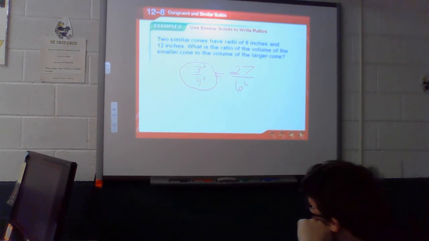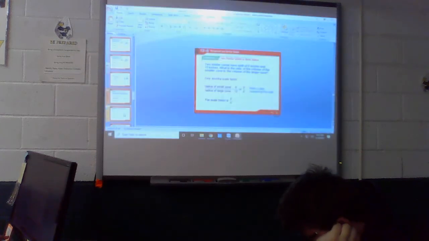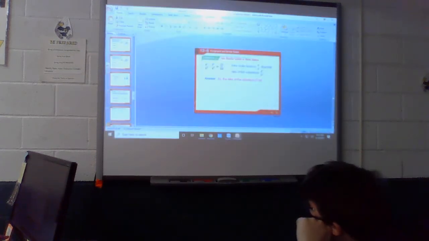64. So what's my ratio? This right here is my ratio for the volumes. So I find my original scale factor and I just cube it, both pieces. Everybody understand what I'm saying there? So 27 over 64. Now the one that gets a little bit more complicated is this one.